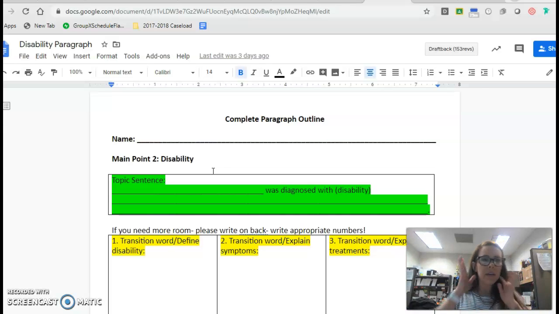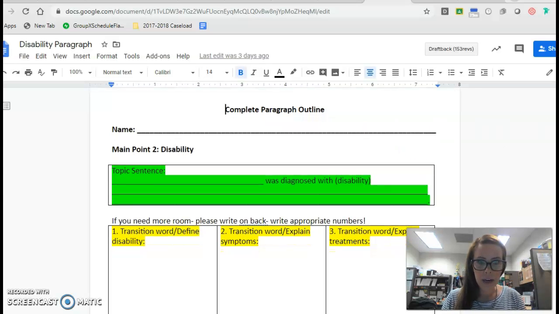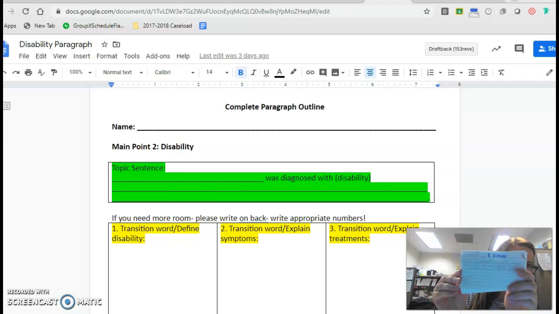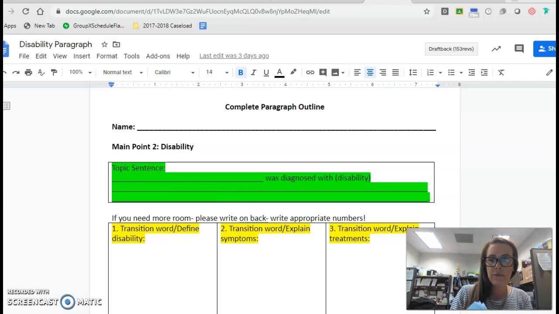So the first main point, you use sources 1 and 2, where you looked up biographical information. For this main point, you're going to use sources, I don't know if you can see this, 3 and 4. So where you got the information just about the disability.